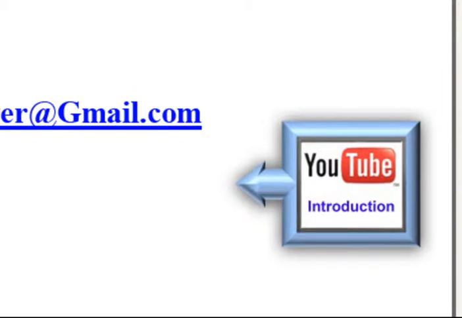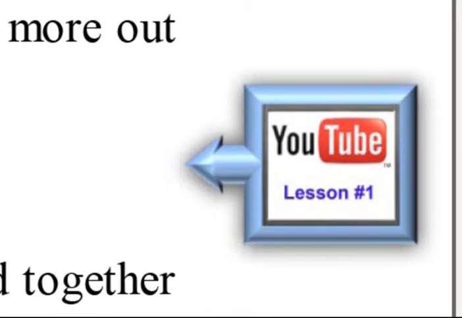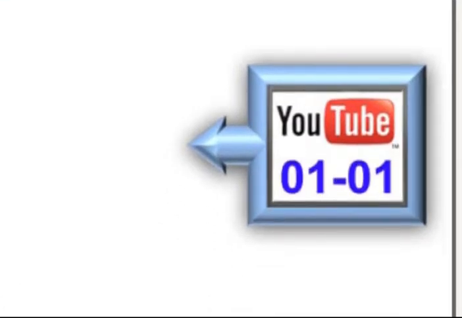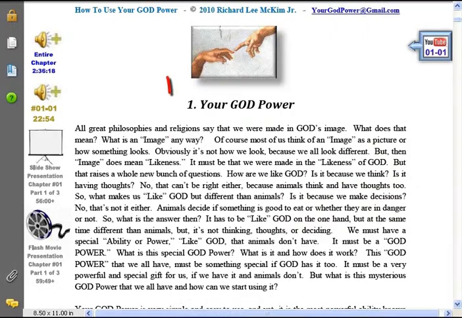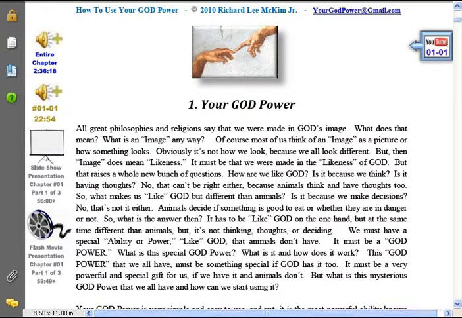This square, blue icon with the pointing arrow on the right of the page is the YouTube segment marker. That indicates the segment name and number for that part of the book on YouTube. The first one is labeled Introduction. The next one down is Lesson Number 1. Then comes 1-01, which means Chapter 1, Segment 1. Chapter number 1 has 20 YouTube segments. The whole course has 270 YouTube segments.